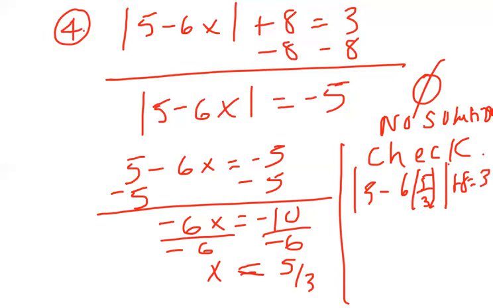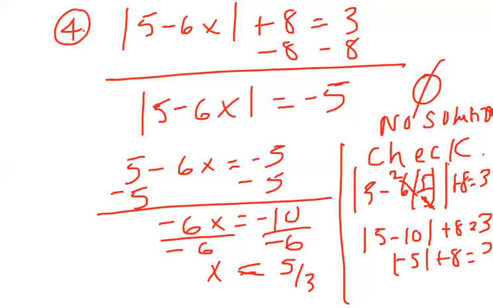Guys, look at what happens. 3 goes into 6 2 times. 2 times 5 is 10. 5 minus 10 is a negative 5. Now, when you take the absolute value of a negative 5, what do you get? A positive 5. Is 5 plus 8 equal to 3? I don't think so. So this doesn't work. It doesn't work out, guys. So you can't count it as a solution. This is another way of verifying whether or not you have a solution. So guys, it's worth it sometimes to go ahead and check your solution.